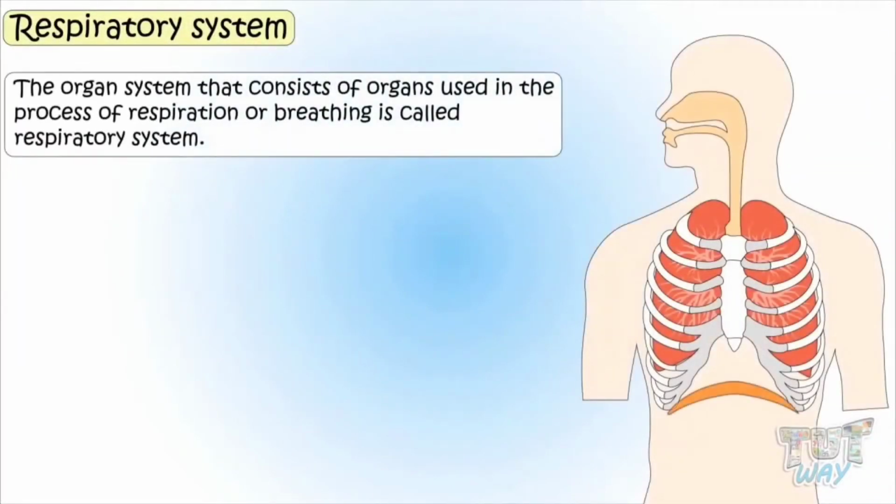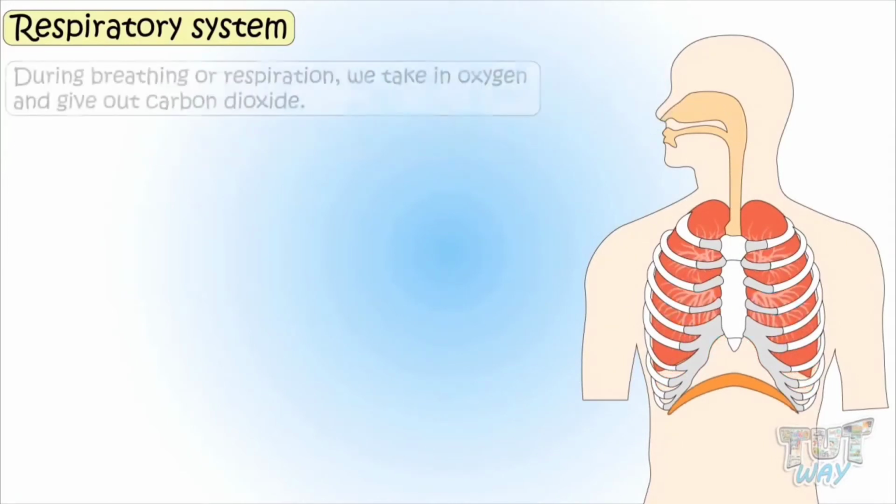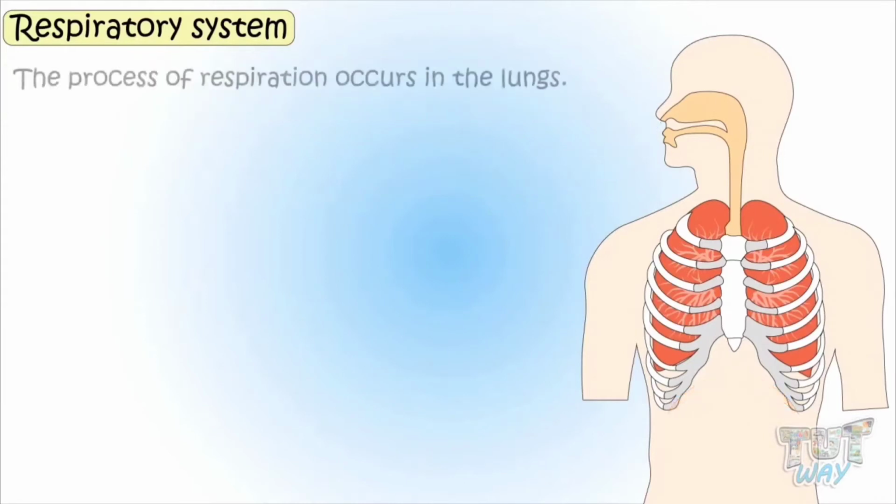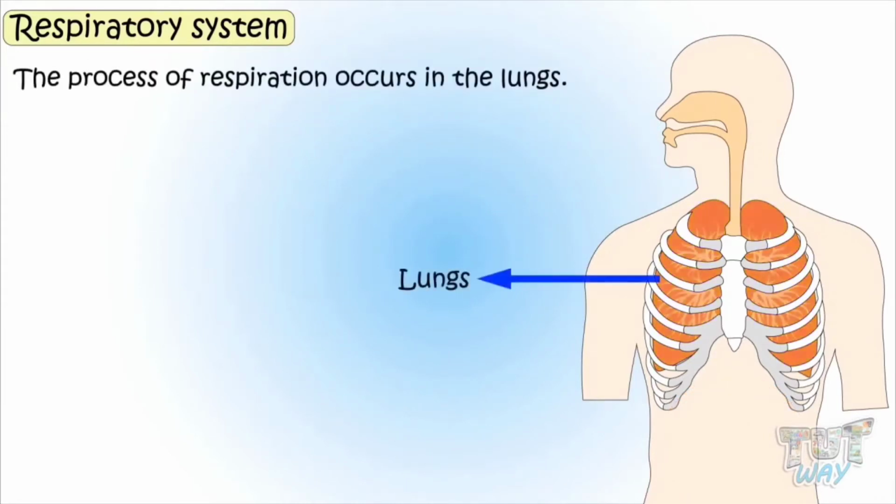Respiratory system: the organ system that consists of organs used in the process of respiration or breathing is called the respiratory system. During breathing or respiration, we take in oxygen and give out carbon dioxide. The process of respiration occurs in the lungs.